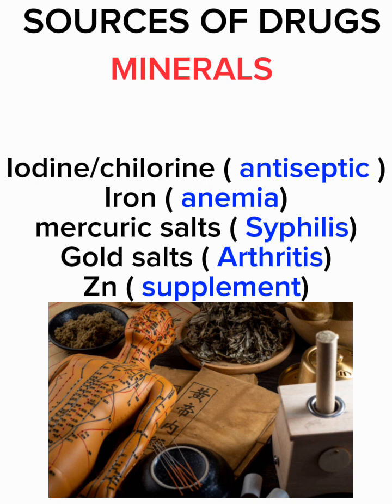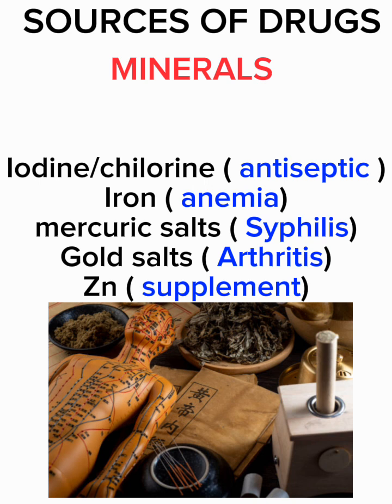Then in the treatment of syphilis, you can use mercuric salts, even though we don't use these anymore, or at least the use has declined, because usually mercury tends to be toxic, right? And then gold salts can be used in the treatment of rheumatoid arthritis. Then we can also use zinc as a supplement, and many more.